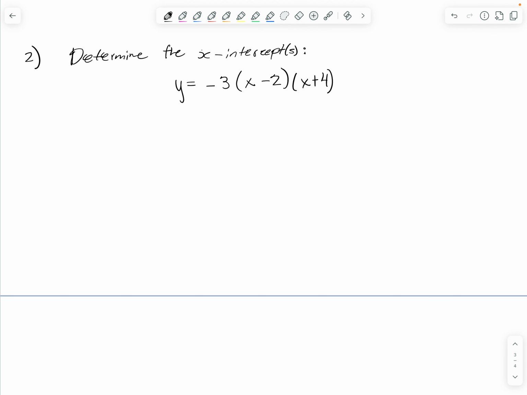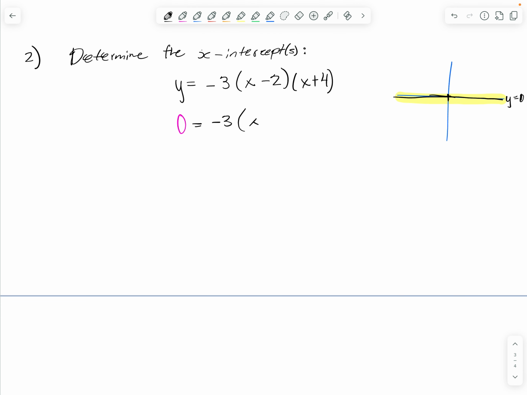X-intercepts means it crosses the x-axis, which means y is 0, right? My focus is where does it cross this line right here? That's the x-axis. The x-axis just means that y is 0. Everywhere on this line is 0 for y. So literally I plug in 0 for my y, and then I try to solve for x.